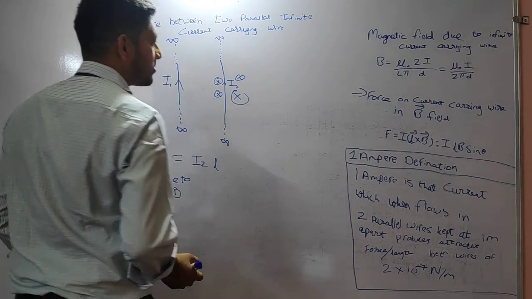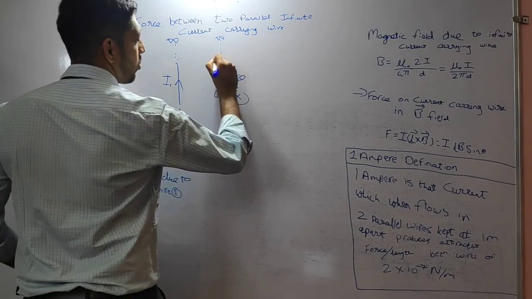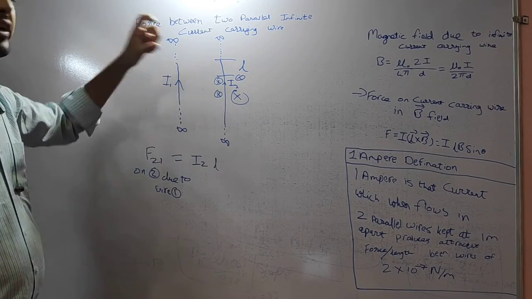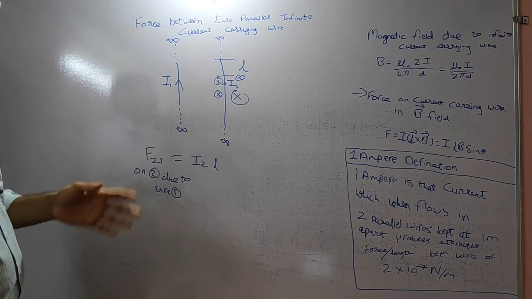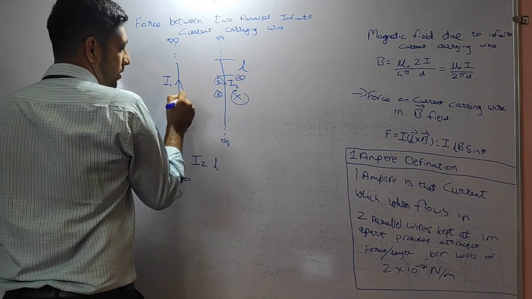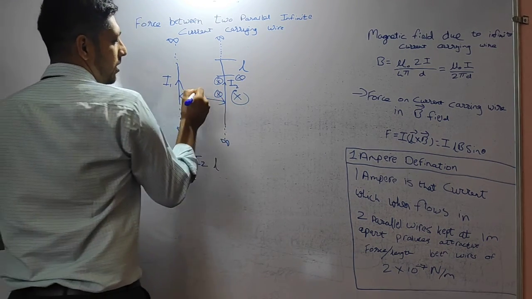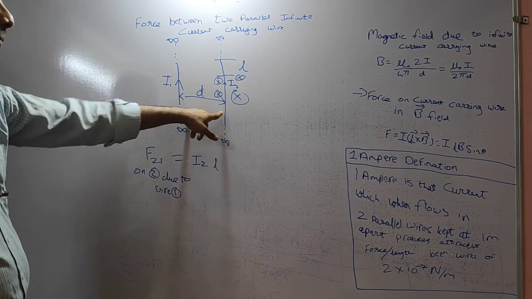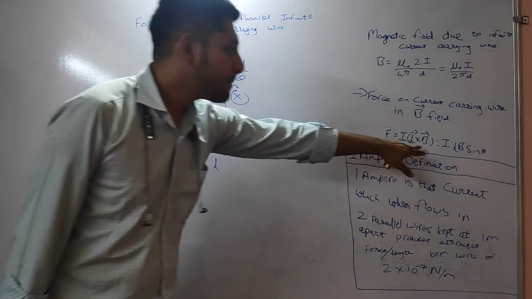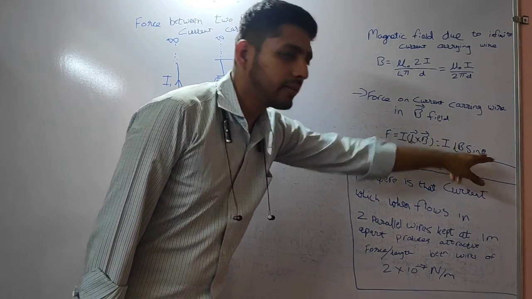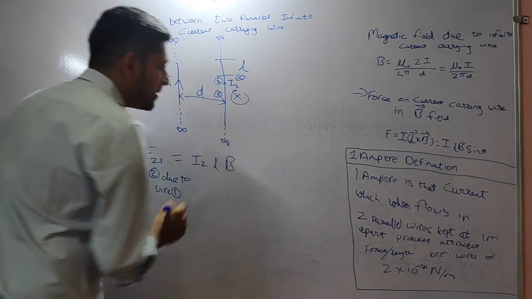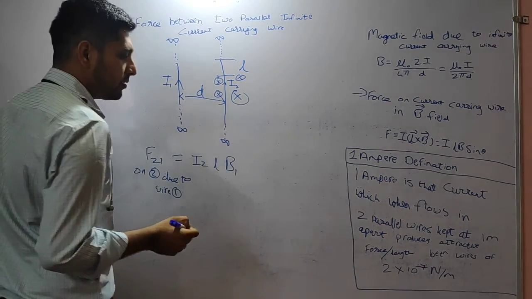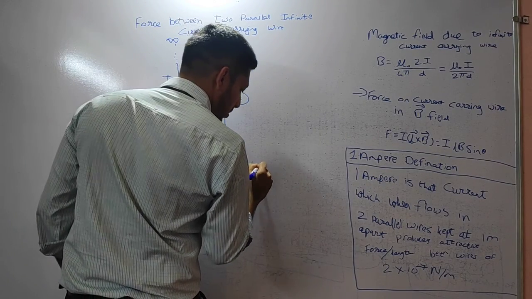L is the length, which is infinite. Suppose we take a small length over here, because we can't find it for the whole wire, so we need to take a specific length L. And I forgot to tell you one thing: these two wires are apart by distance d. So the force is I2 L B sin theta. What is B? B is the magnetic field produced due to wire 1, so B due to 1, and sin theta. What is sin theta?